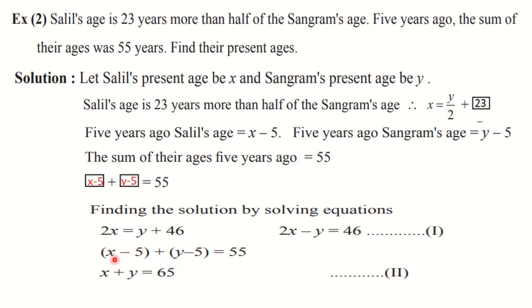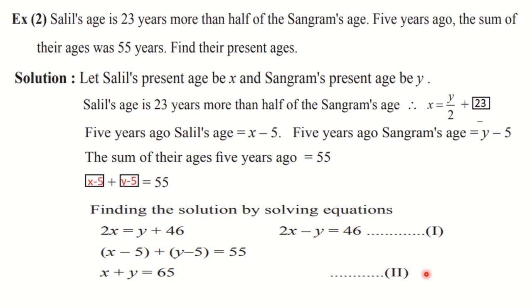Now see, second equation, copy down as it is. Then this x plus this y, that will be on the left hand side. This minus 5 and this minus 5, that will become minus 10. We will shift it here to RHS. It will become plus. So 55 plus 10, the answer is 65. So the second equation is x plus y is equal to 65. Number it as 2. So our equations are ready.